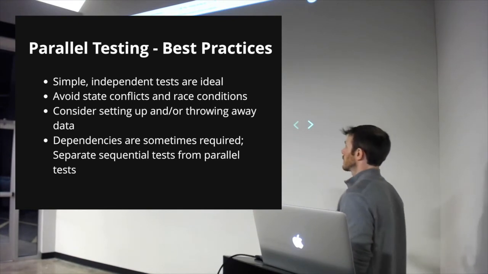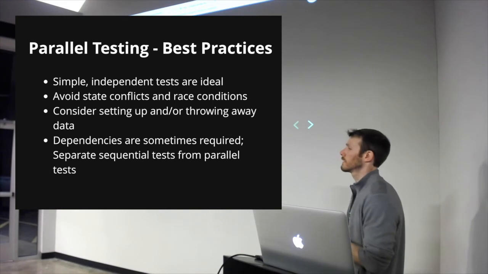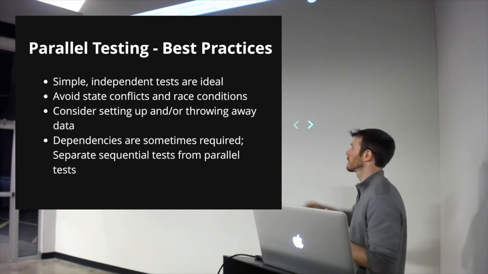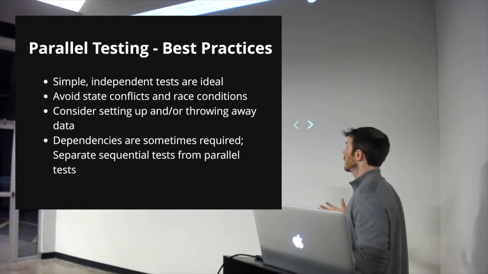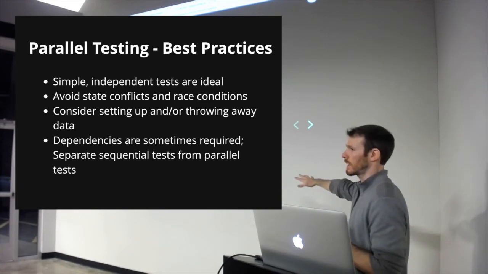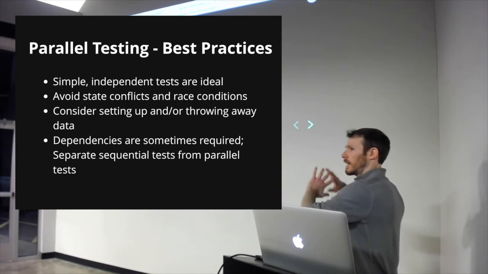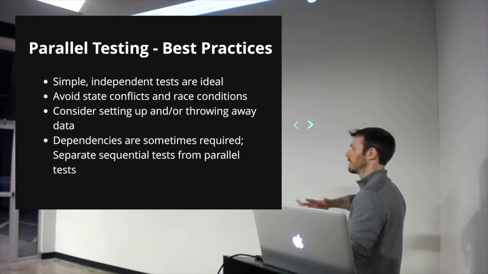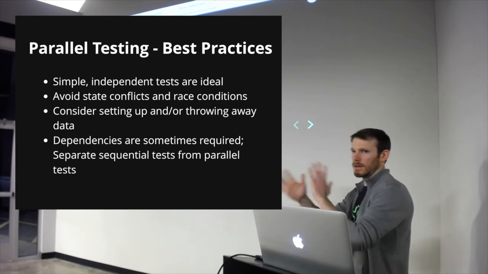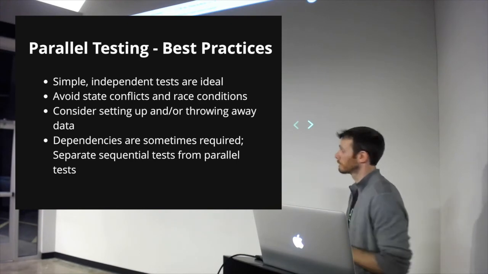The last point I'll make is that sometimes dependencies are required. So you may have a situation where there's just no getting around the fact that these things have to happen sequentially. But in that situation, I'd recommend separating out those tests that can be parallel. So you've got all these tests that are simple. They don't need any outside data. They don't need any set of things to happen. Run those in parallel. Then you've got your long sequential ones that you can separate out and let those run separately.